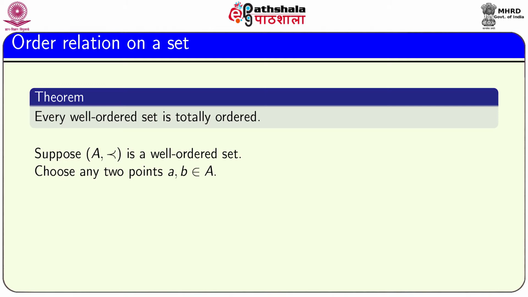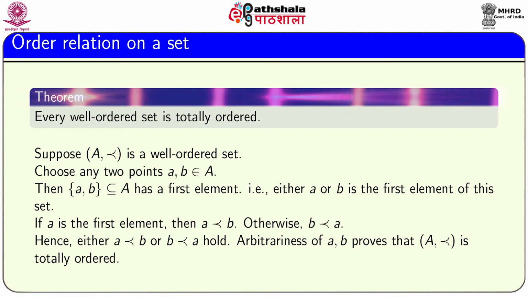It says that every well ordered set is totally ordered. Suppose we start with a well ordered set A with a relation less. Choose any 2 points a and b from the set A. Then of course, the set consisting of only 2 points a and b is a subset of A, and by well ordering there must be a first element for the set {a, b}.